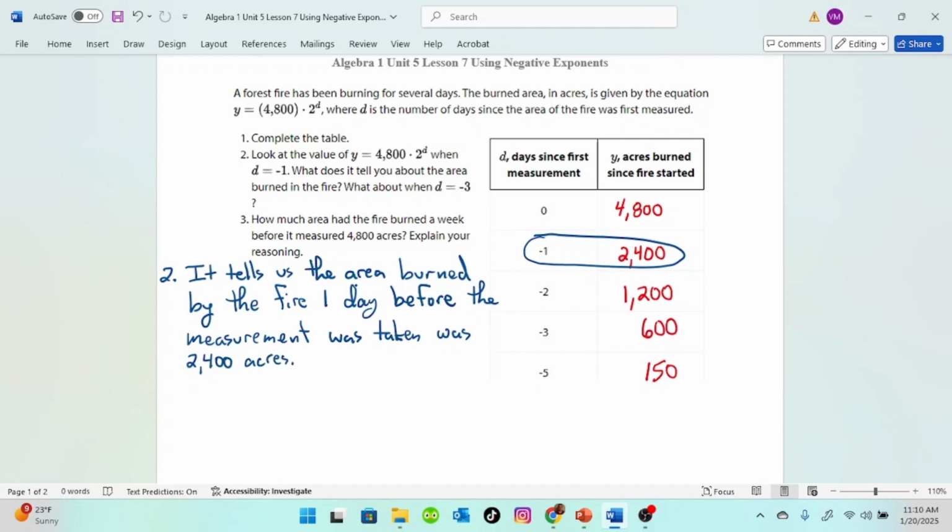Then it asks us, what about when d equals -3? So now we're looking at this row down here. The area burned 3 days before the measurement was taken.